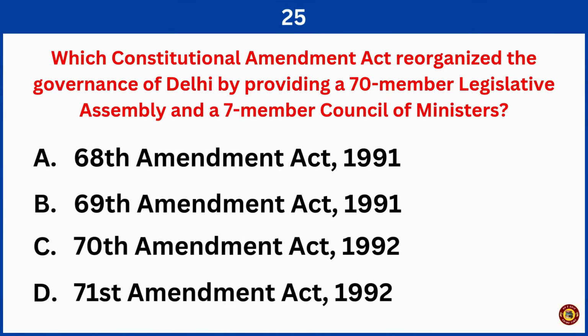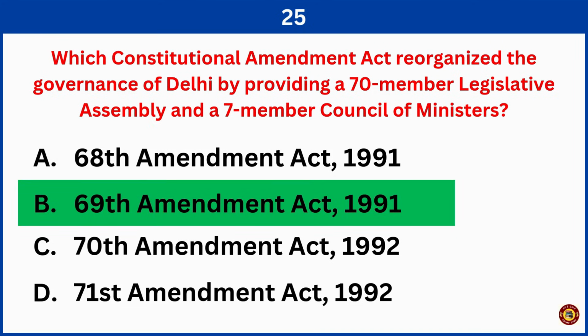Which constitutional amendment act reorganized the governance of Delhi by providing a 70-member legislative assembly and a 7-member council of ministers? Right answer is option B, 69th Amendment Act 1991.